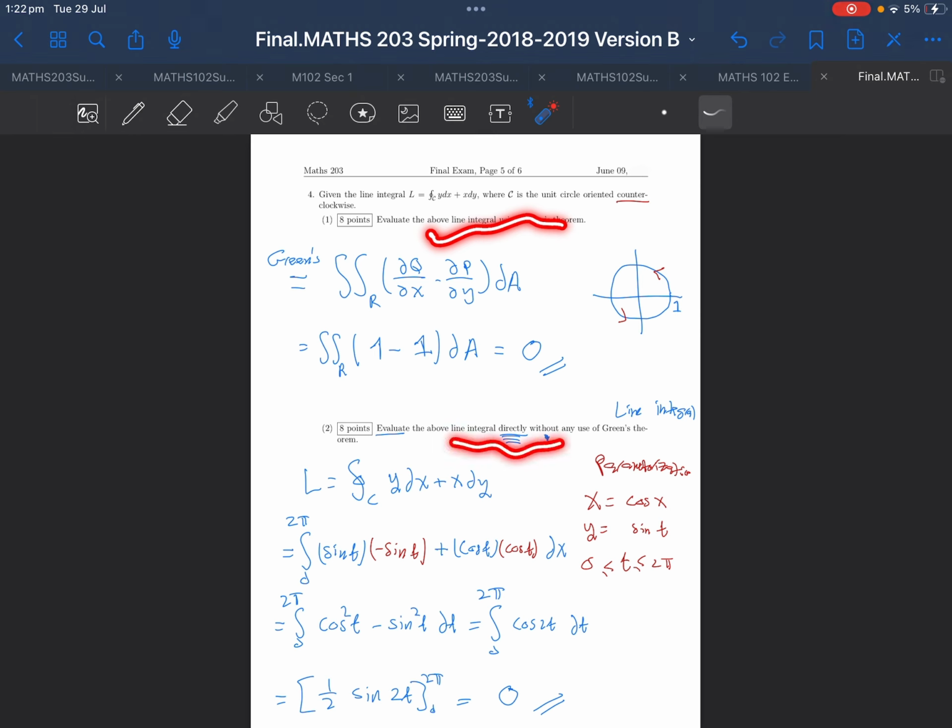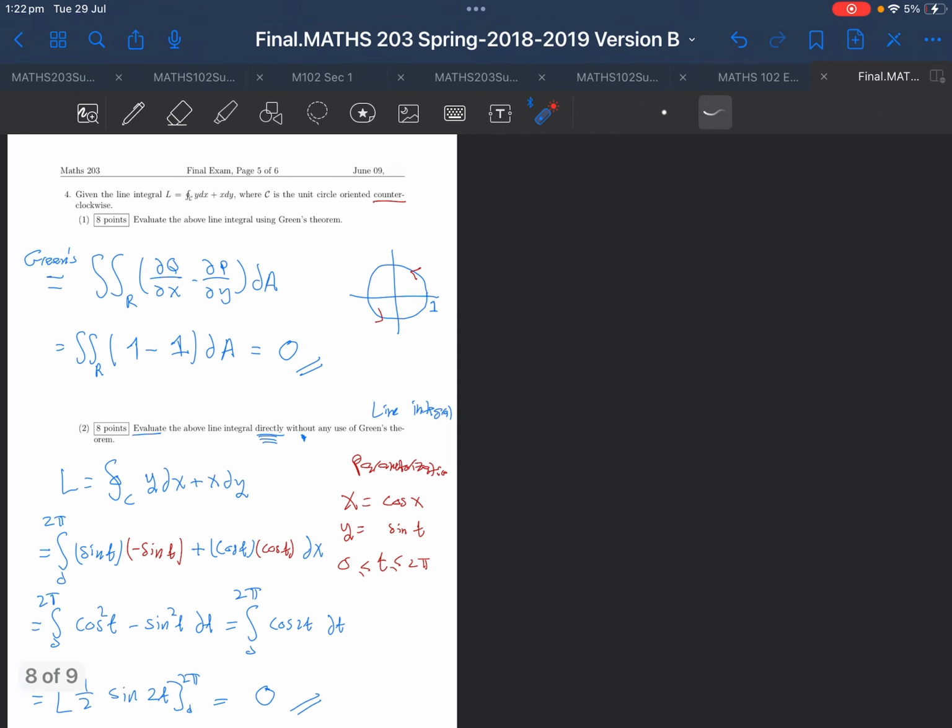Remember, for this kind of question, we can do the same for Stokes' theorem. We use Stokes' theorem to find the double integral. We use the line integral, which means take x, put it in terms of t, and you find the same answer, supposedly.